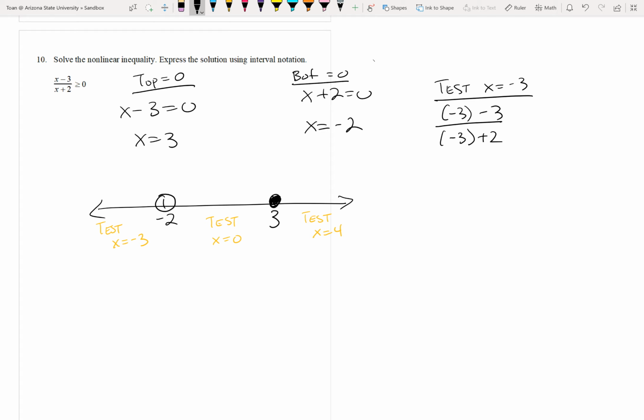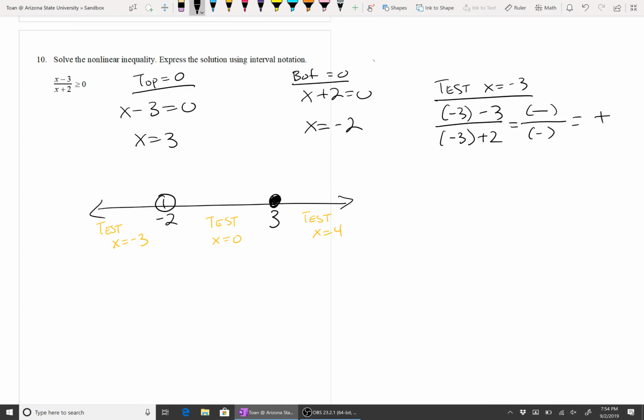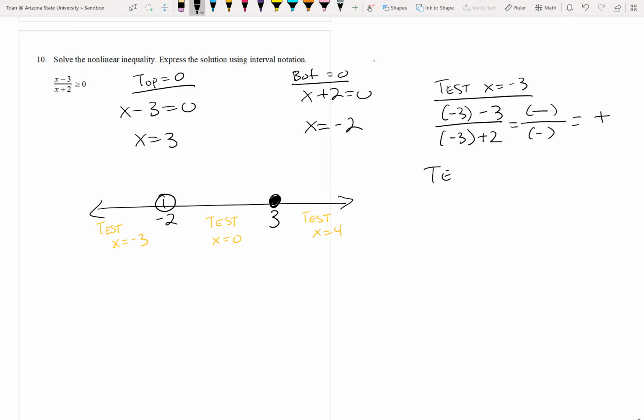I don't really care what the answer is. All I have to care about is if it's positive or negative. So on top, negative 3 minus 3 is negative. And in the denominator, negative 3 plus 2 is negative. And negative over negative is a positive. Right. So we're going to test the other numbers in the identical way.